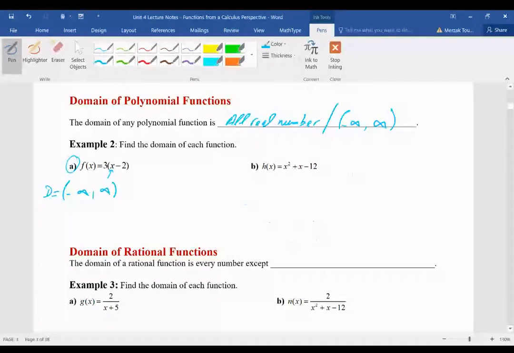Example B, that's another example of a polynomial. X squared plus x minus 12, that's a polynomial. So for that reason, we know that the domain would be negative infinity, positive infinity. We know that any number can be squared. You can square any real number. You can add any two real numbers. You can subtract 12 from any real number. And for this reason, the domain would include all possible real numbers.